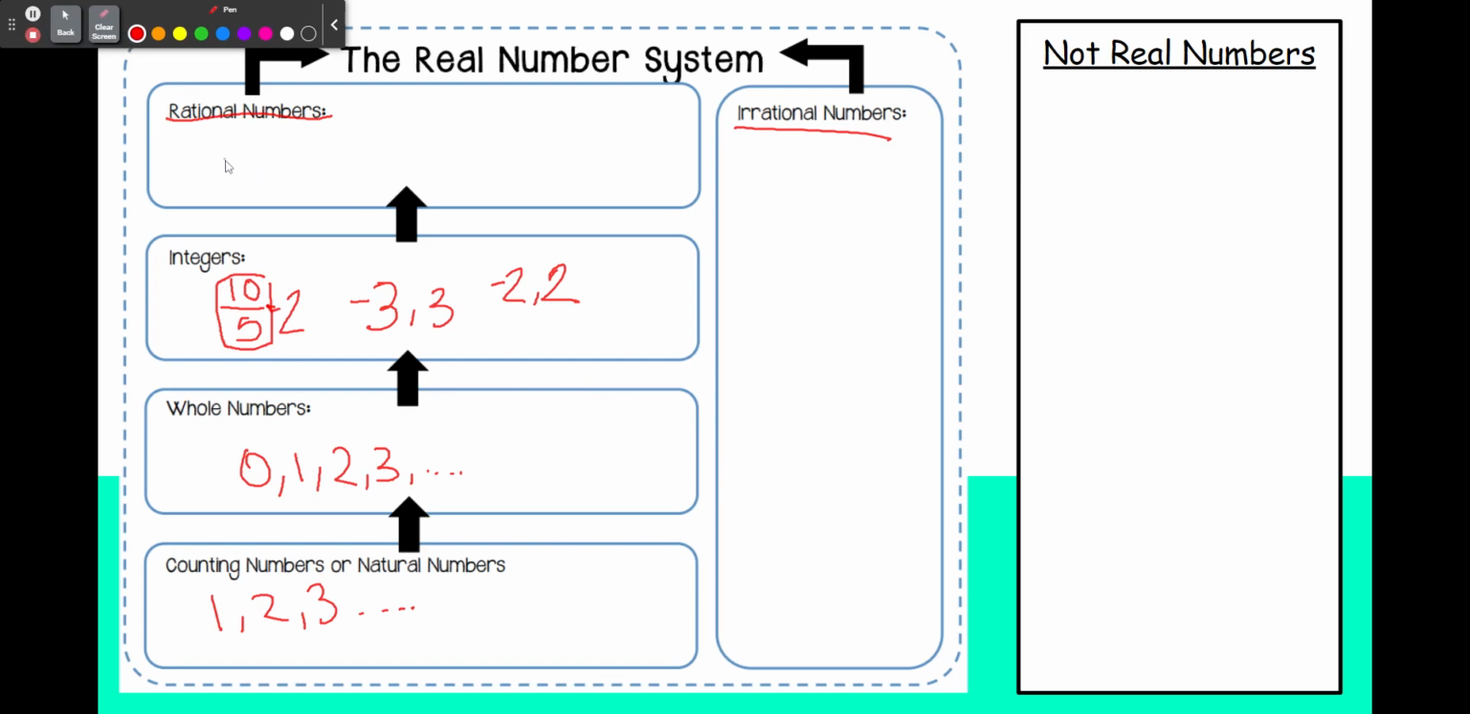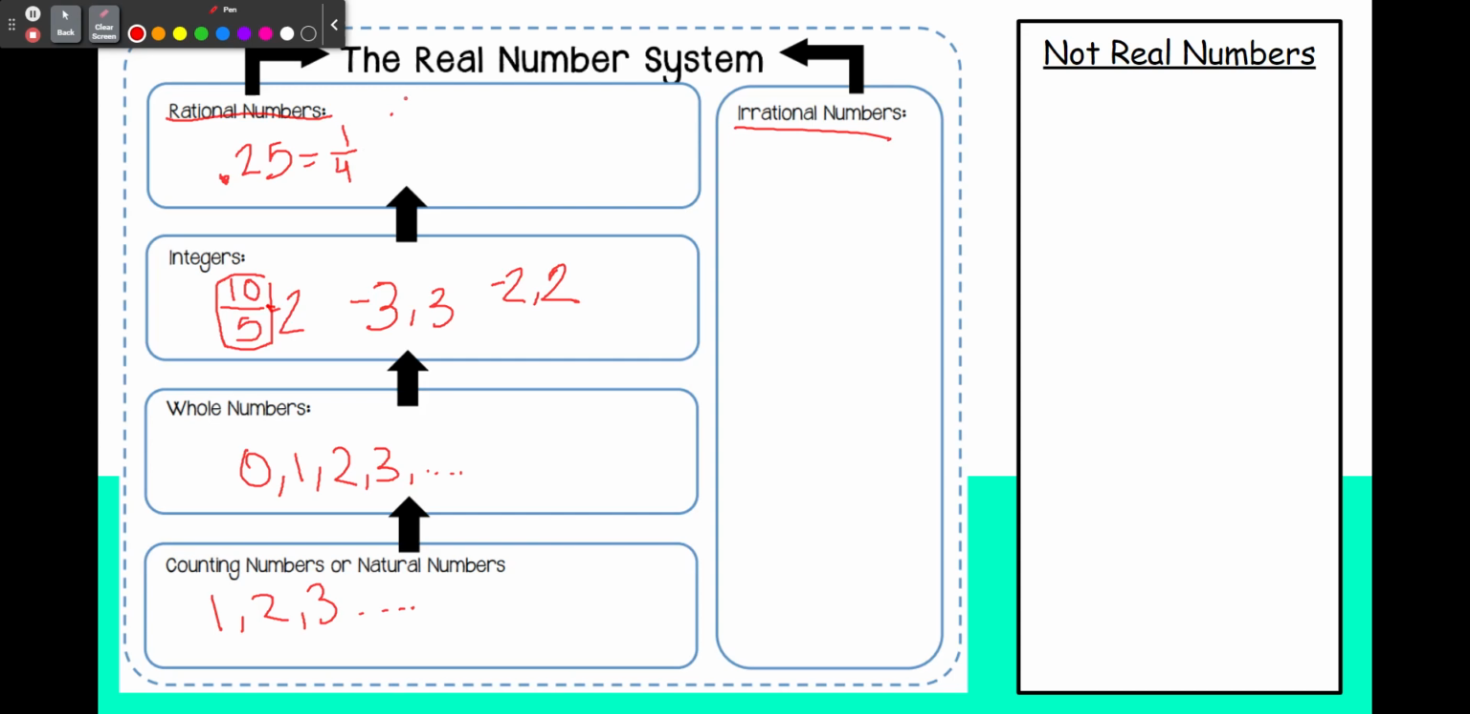Next up, we have rational numbers. All of these, of course, are rational numbers. Our counting numbers, our whole numbers, and our integers are all rational numbers. So, what else are rational numbers? Rational numbers also include any terminating decimals or repeating decimals. A terminating decimal would be like 0.25. 0.25 is equal to 1/4, so this is a rational number.